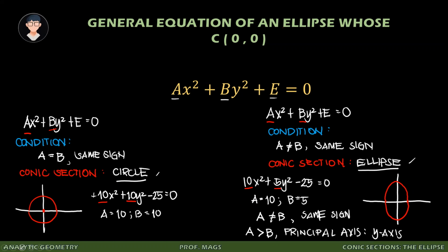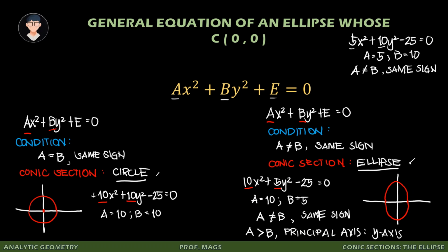What about when the principal axis is the x-axis? Let's say ang ating example is 5x squared plus 10y squared minus 25 is equal to 0. Yung value ng A natin dito is equal to 5. The value of B is equal to 10, right? Yung A natin yung 5, yung B naman natin is 10. And they have the same sign, but they are not equal. We can say that the conic section that we're going to form is the ellipse.